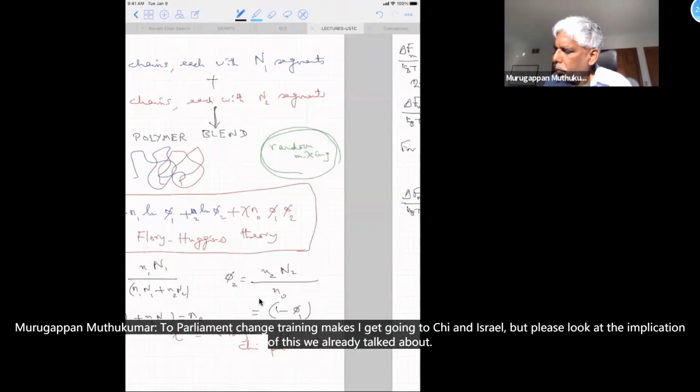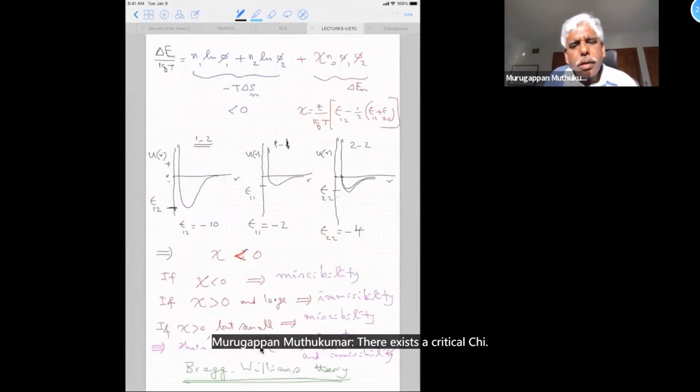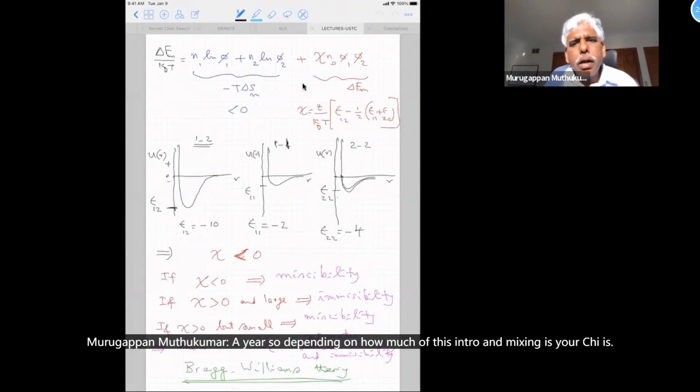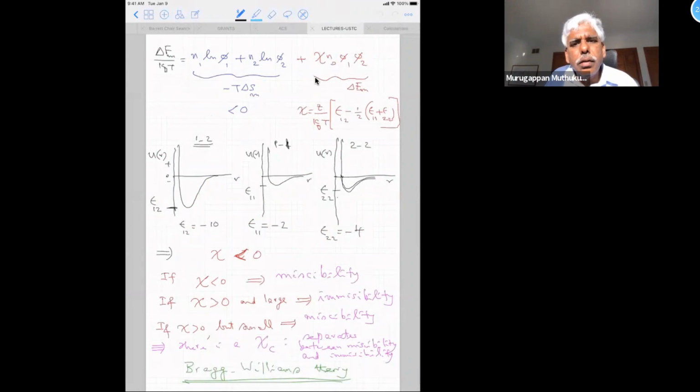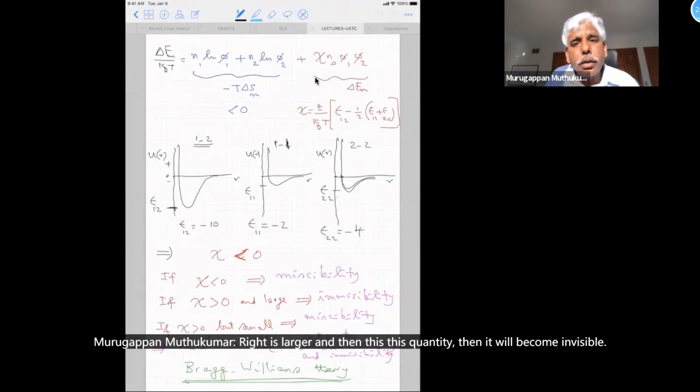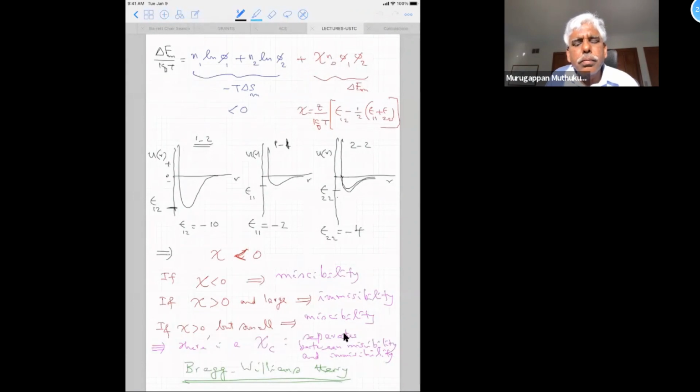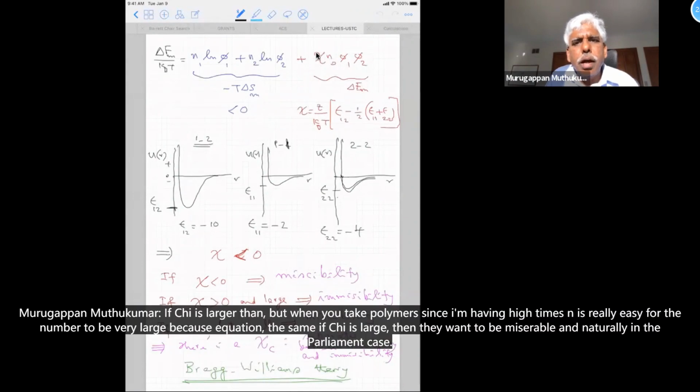We already talked about there exists a critical chi, right? The critical chi depends on how much this mixing entropy is. If chi is larger than this quantity, then it will become immiscible. But when you take polymers, since I'm having chi times n, it's very easy for that number to be very large because the equations are the same. If chi is large, then they won't be miscible.